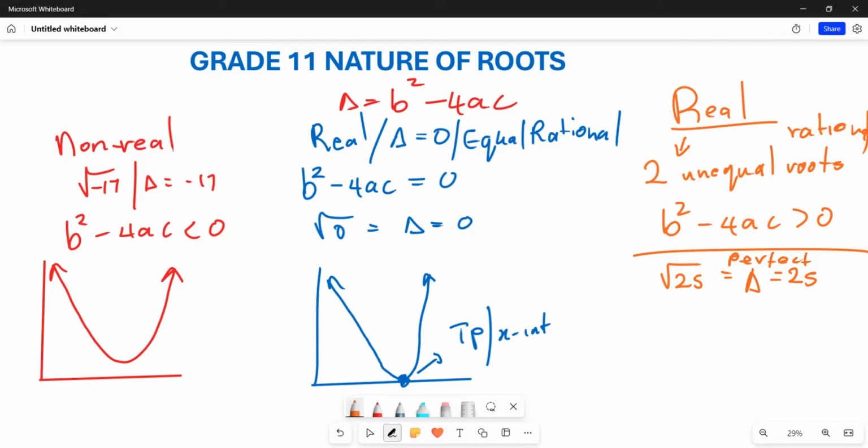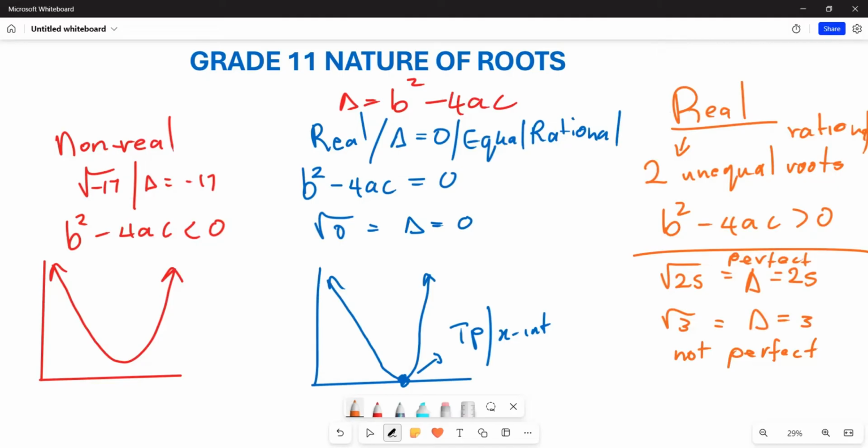However, let's say you are finding the value of your roots, but your answer is the square root of 3. So your delta is equal to 3. This number is not a perfect square. But as long as it is still greater than 0, it still qualifies to be your two unequal roots.